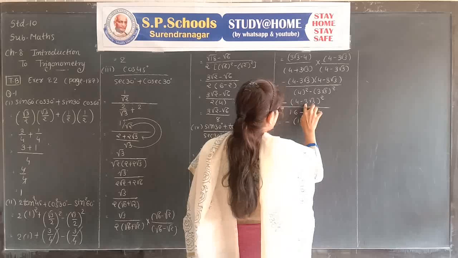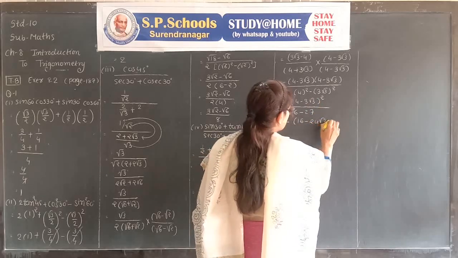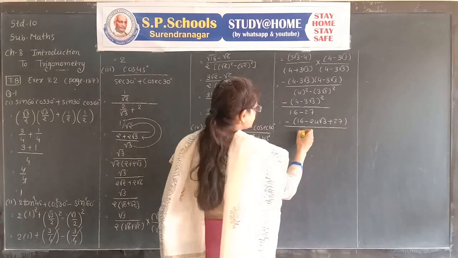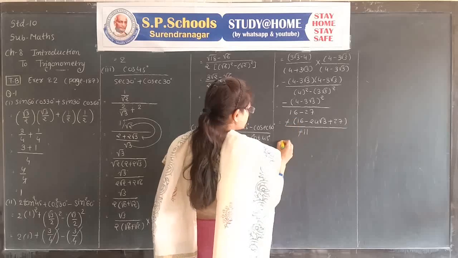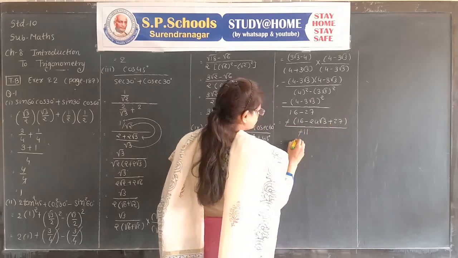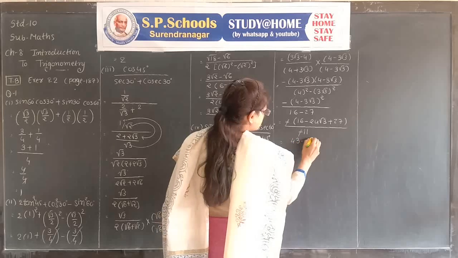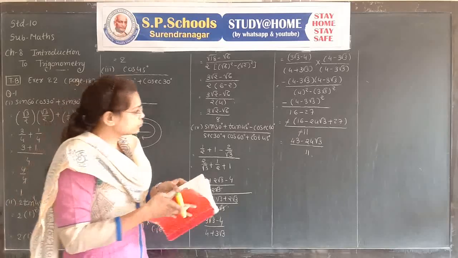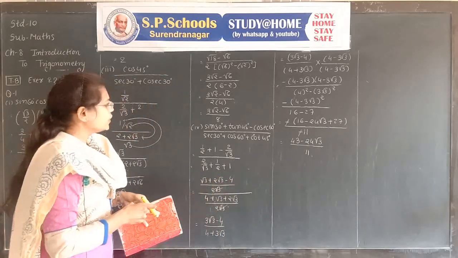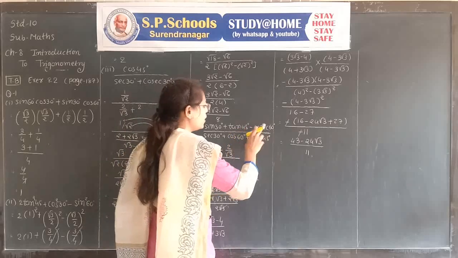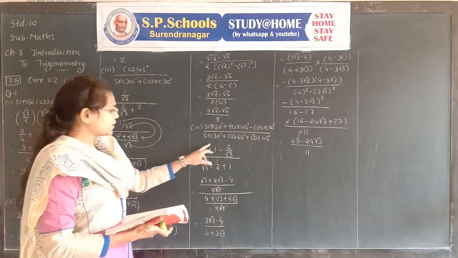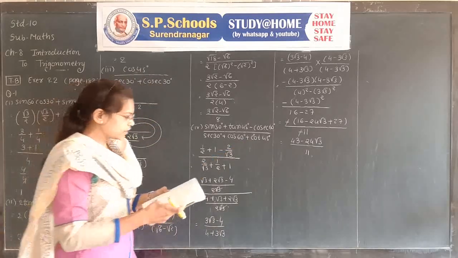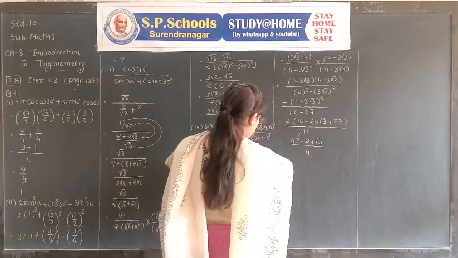16 minus 24 root 3 plus 27, upon 16 minus 27, which is minus 11. Minus minus cut, 16 plus 27, 43 minus 24 root 3 upon 11. 43 minus 24 root 3 upon 11 is the value of (sin 30 plus tan 45 minus cosec 60) upon (sec 30 plus cos 60 plus cot 45). Got it? Very well. Now the last, which is the fifth number.